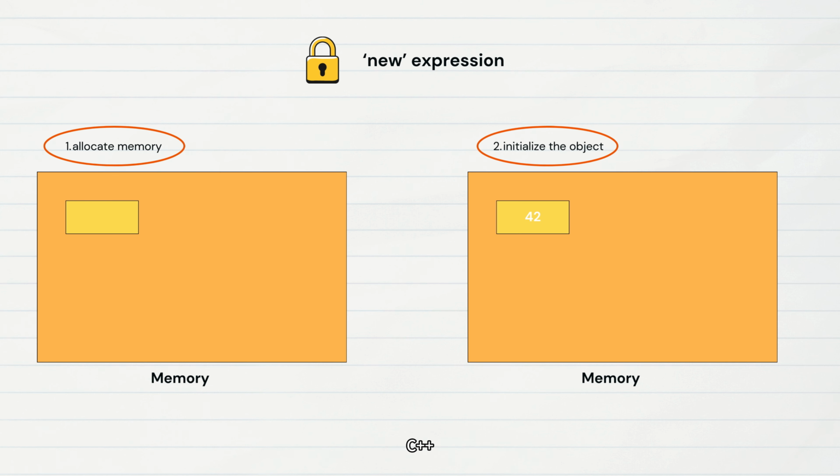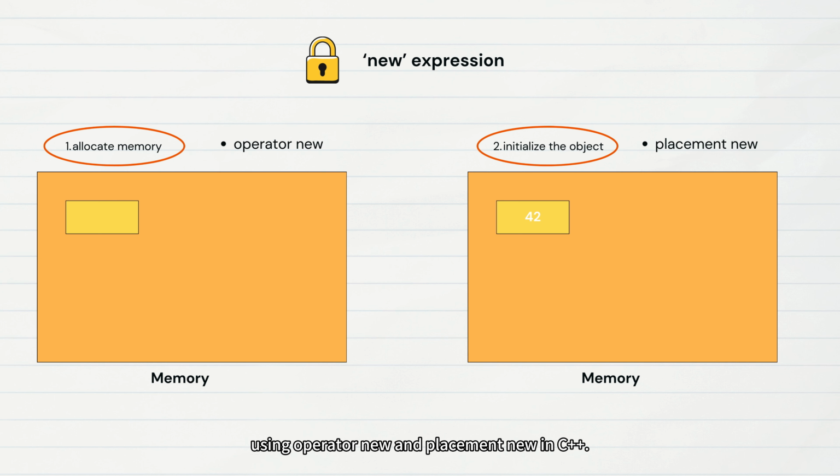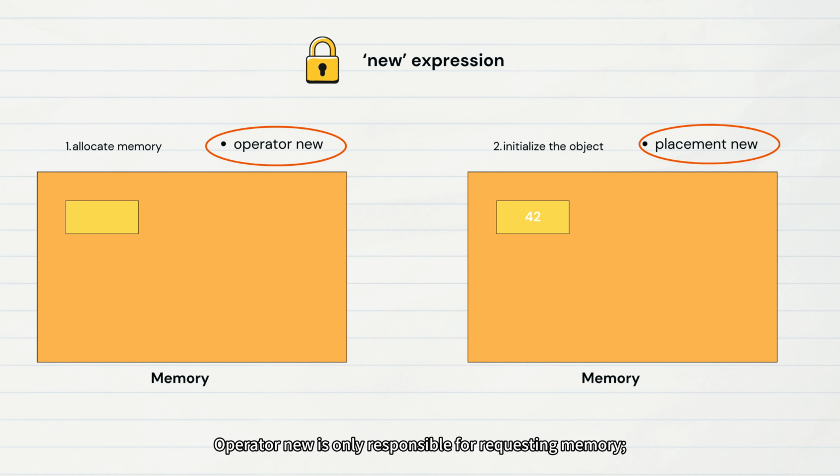The first step is to allocate a block of raw, uninitialized bare memory with no object semantics. The second step is to call the appropriate type's constructor on this already allocated raw memory to initialize the object, turning that memory into a valid object. In other words, C++ completely separates memory allocation from object construction, using operator new and placement new. Operator new is only responsible for requesting memory. It does not involve any object construction or initialization. Placement new is only responsible for calling the constructor on a specified existing memory address to create the object.